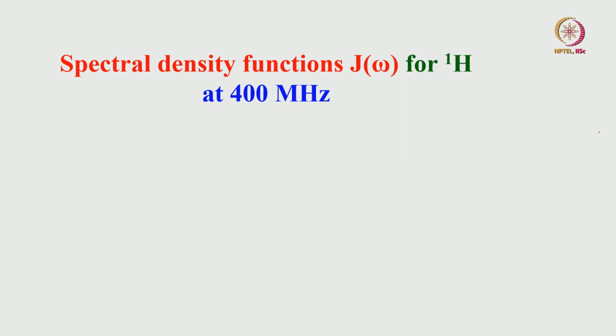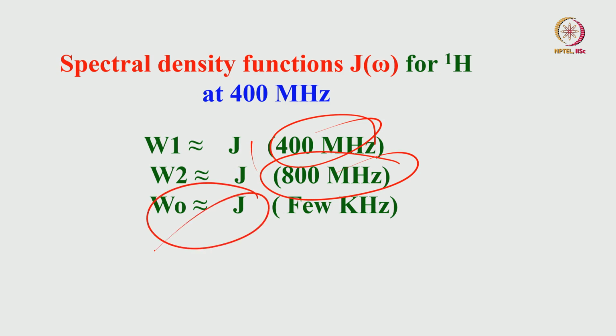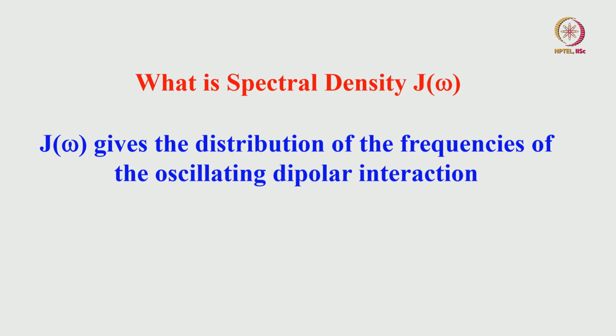All right. Let us say what the spectral density function is in numbers, for proton at 400 megahertz, just to give you the numbers. Of course, W1 is 400 megahertz, W2 is double of that, the sum of the Larmor frequencies, 800 megahertz, and W0 is the difference in the chemical shift, a few kilohertz. The frequencies are of this order. Only three we have to consider. I am considering two homonuclear spin systems.